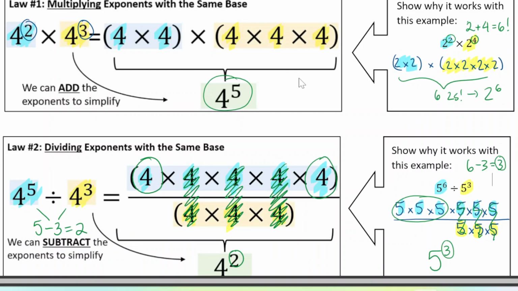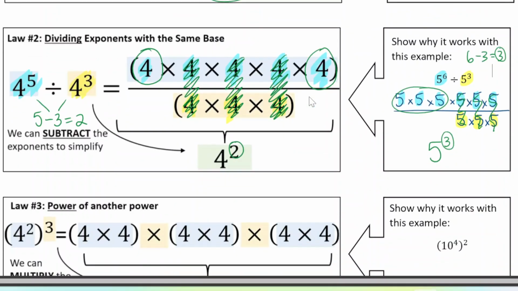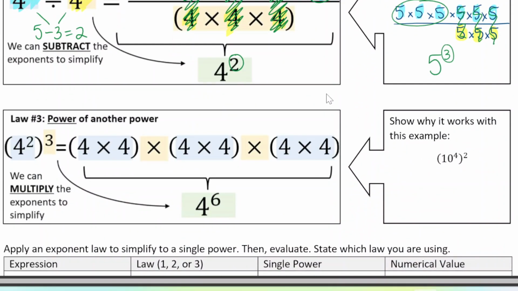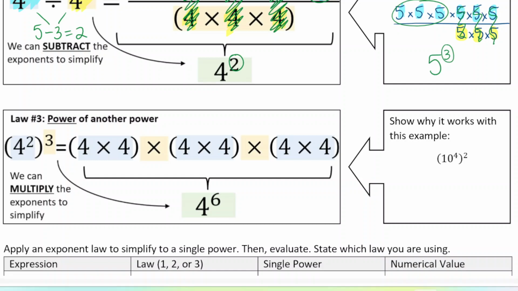Okay, so that's rule number 2. We subtract powers when we're dividing exponents with the same base. The last law, law number 3, is what happens when we have a power of a power. So we have, let's say, 4 to the power of 2, and then all of that is to the power of 3. So let's see how that looks if I were to write it out. The power of 3 means we're going to multiply it 3 times, and 4 to the power of 2 is 4 times 4. So essentially I have 3 groups of 2 4's.